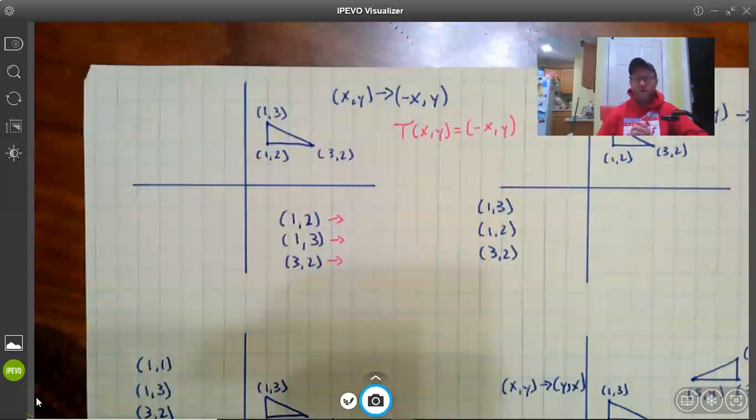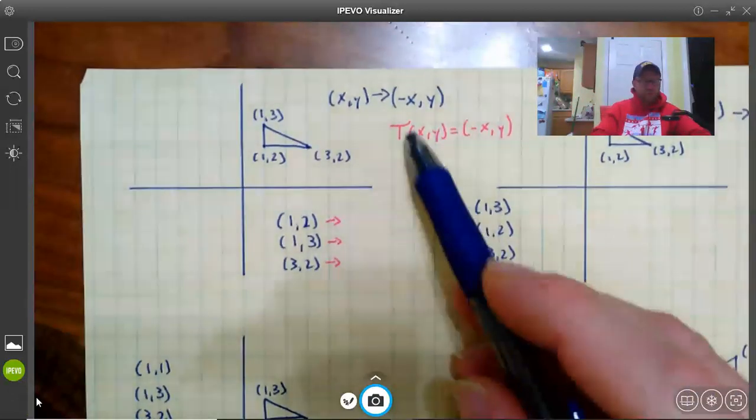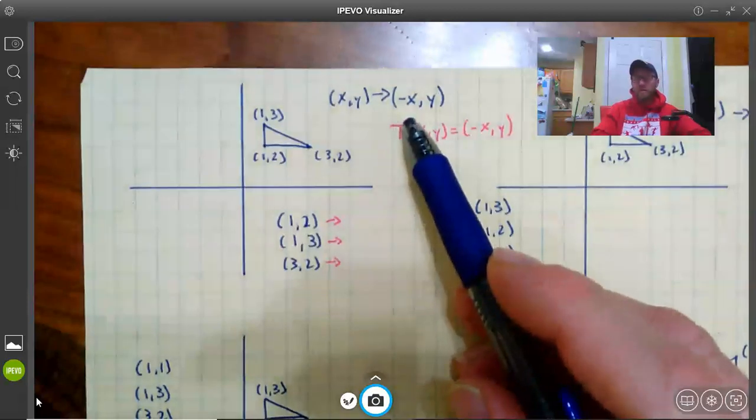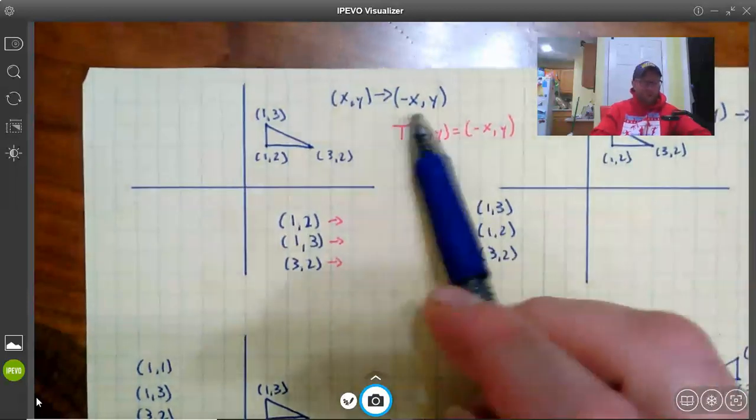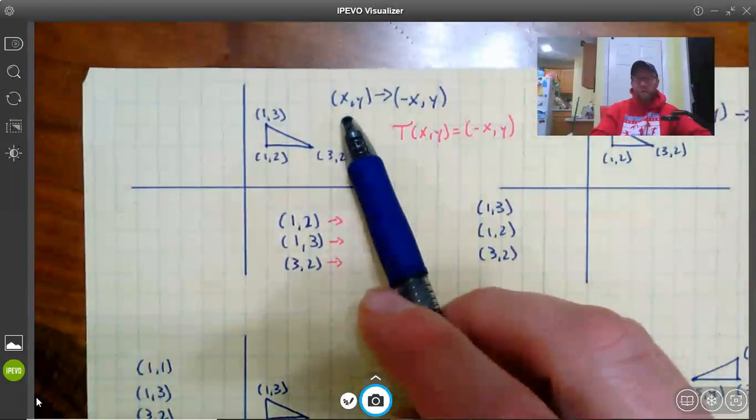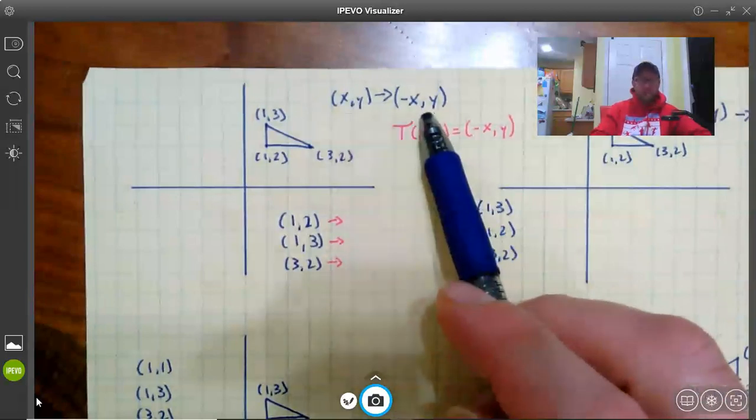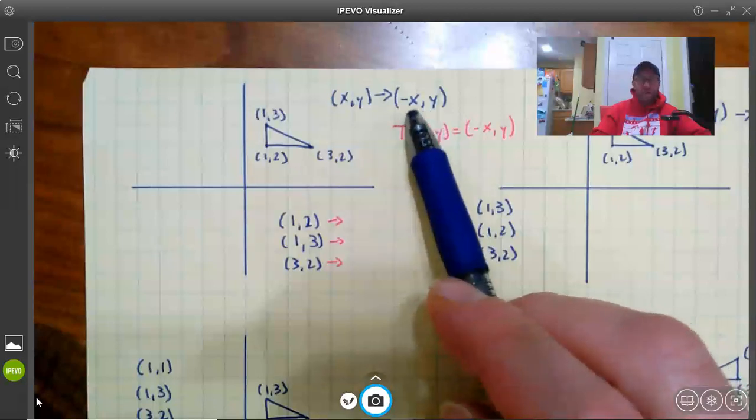Alright, in this video we're going to take a look at some basic transformation formulas, or functions. They're going to be described using these simple function rules. So for example, in this one, our input coordinates are (x, y), and our output coordinates are (-x, y). So essentially all we're going to do is just change the sign on the x coordinate.